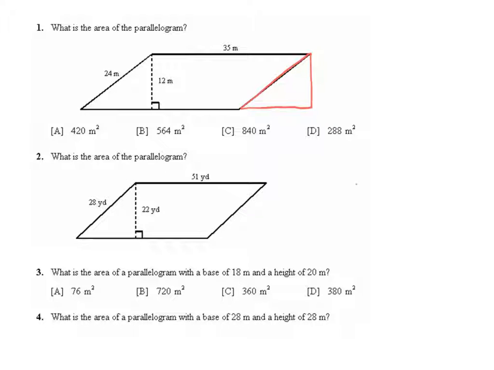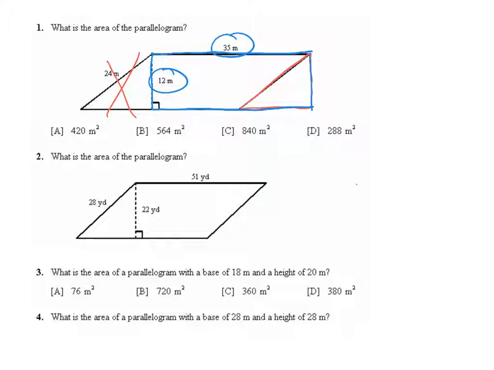And if we do that, we are now acting like this triangle right here is gone, and our entire figure then becomes this blue rectangle. This blue rectangle has a base of 35 and a height of 12, and we know that it's a 35 by 12 array, so its area is just 35 times 12. And this will work for any parallelogram.